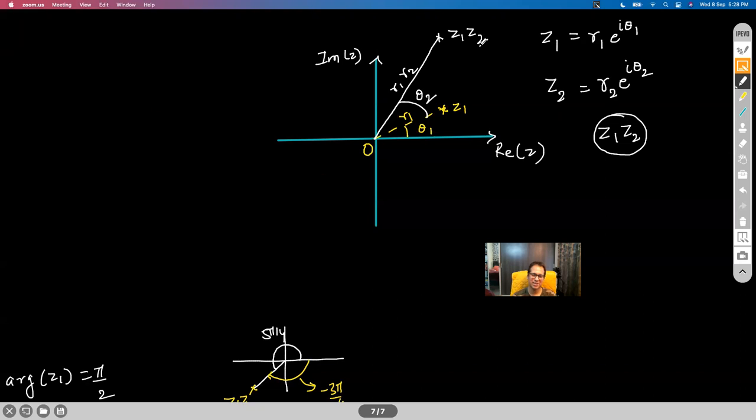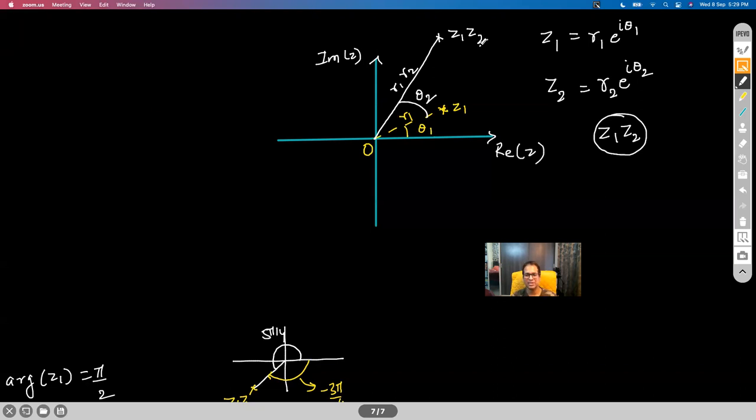This is the way to locate the product. Just rotate Z1 complex number by further theta 2 anti-clockwise and scale the modulus by a factor of R2. Scale up or down, that depends on R2. I cannot comment about up or down, but scale it by a factor of R2. In the diagram it is shown to be longer, but it could be shorter also in reality, depending on R2. So this is how you locate your Z1 into Z2.